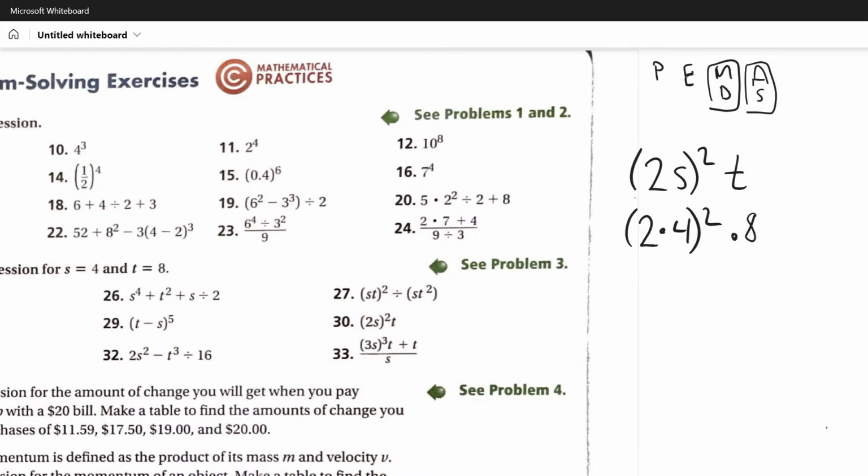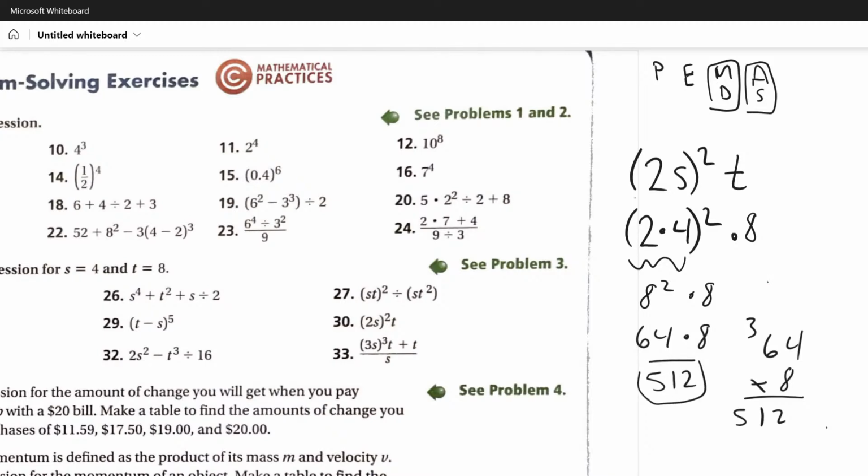So in the parentheses, we do 2 times 4, and that is 8 squared times 8. I know that 8 squared is 64, and 64 times 8, oof, I can't remember. 64 times 8, that's 32, 48, 51, 512, of course, the old 512. That's pretty cool.